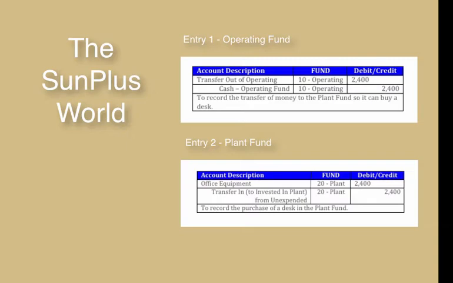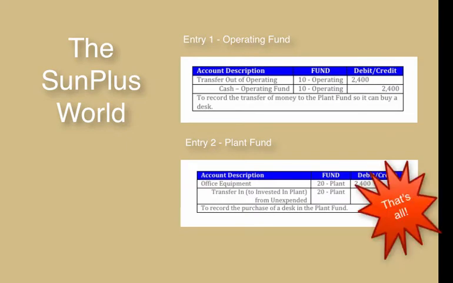And this is when the desk itself would be set up as an asset record. To recap, this entry records the actual asset, it sets up the necessary transfer in, and it moves the resources from the unexpended portion of the plant fund over to the invested in portion of the plant fund.